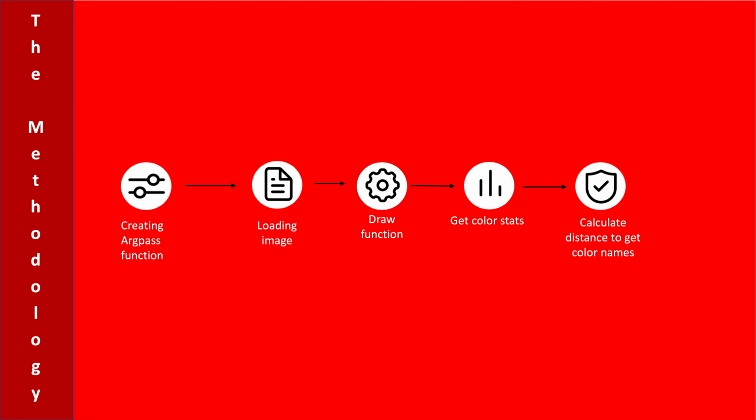Now the methodology is that we will be first creating an Argpass function which will simply be able to load data or load an image from the links that we provide, upon which of course we will be loading the image, creating the draw function, getting our statistics, which will simply be the RGB values along with our hex code and the color name, and calculate the distance from the RGB values to get the color names.